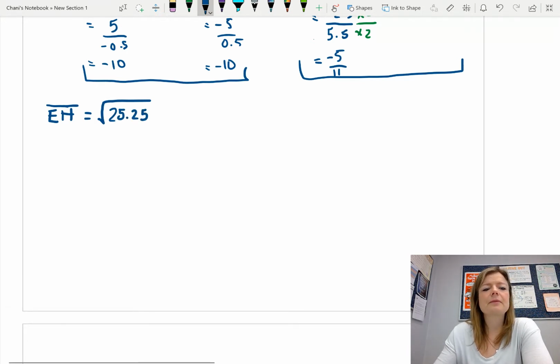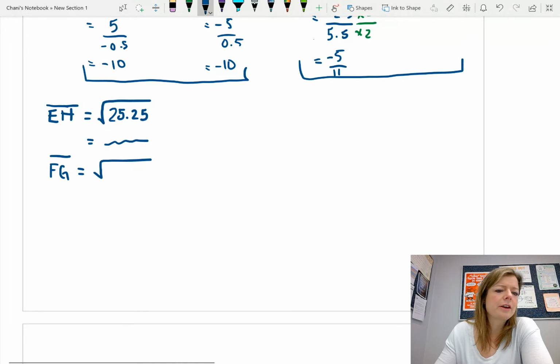25.25. Now, this isn't a very pretty number. Really, you could turn this into a decimal if you want. But the only reason we're really using these right now is to show that the distances are the same. So if I get 25.25 under the square root for FG, then I'm good. And guess what? That does happen. So those two are the same.